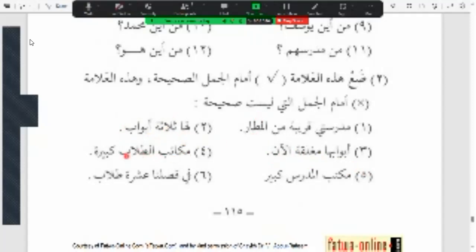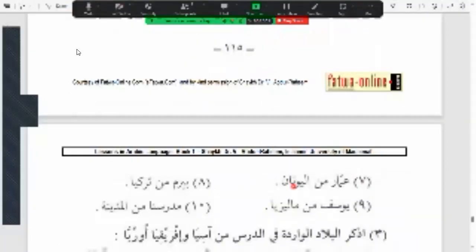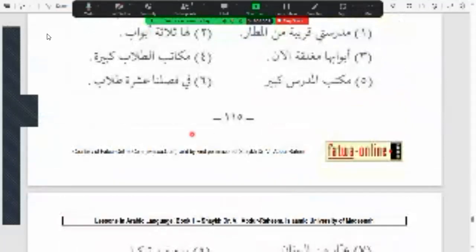مكاتب الطلاب كبير. Is it true that the desks of the students are big? I don't think so. If you think so, you put a tick. If you don't think so, you put an X. مكتب مدارس كبير. Is it correct? You know, the answer is very simple. So these are the questions. They're very easy, and we are going to go through all of them.